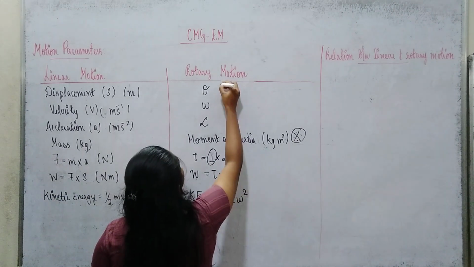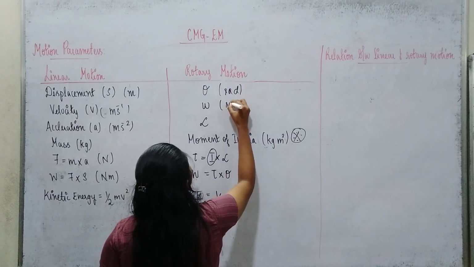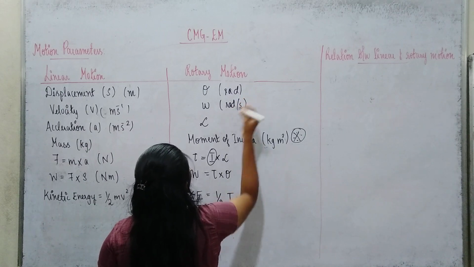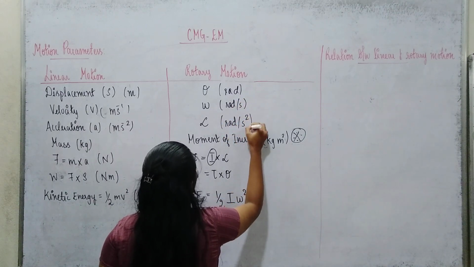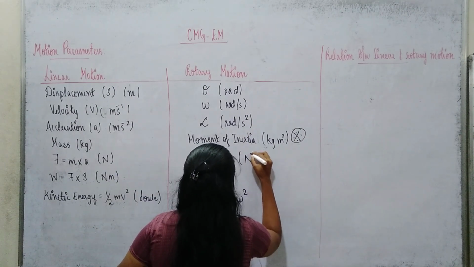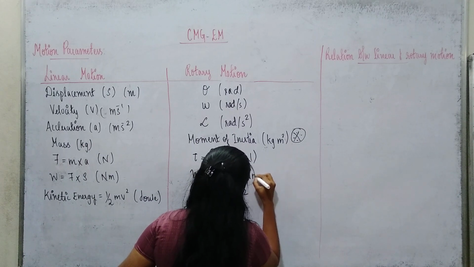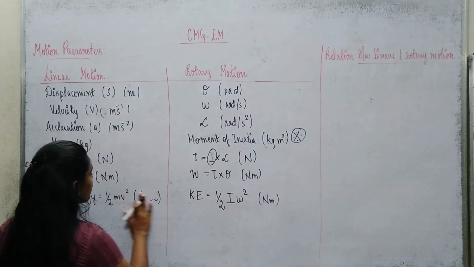For theta it is radian, for omega it is radian per second, for alpha it is radian per second square. For this it is Newton, and this is Newton meter, and kinetic energy is also Newton meter. Sorry, here too it is Newton meter.